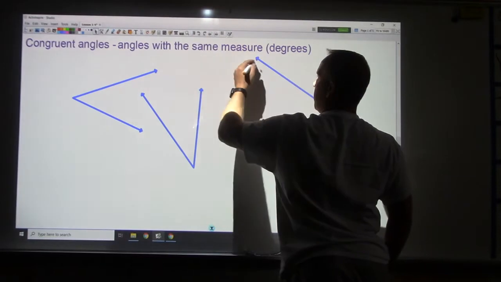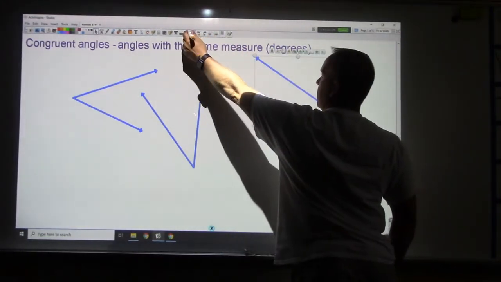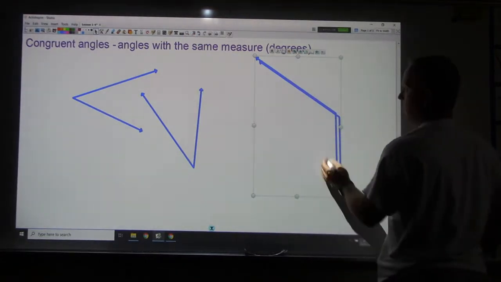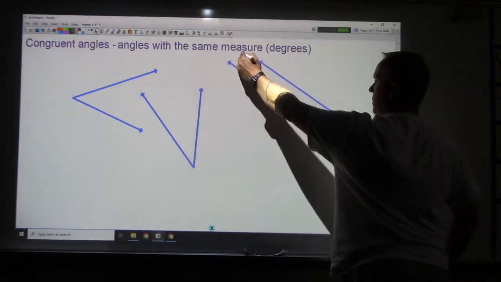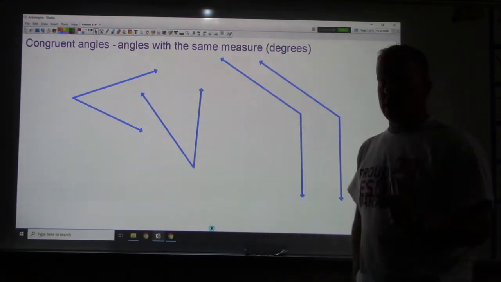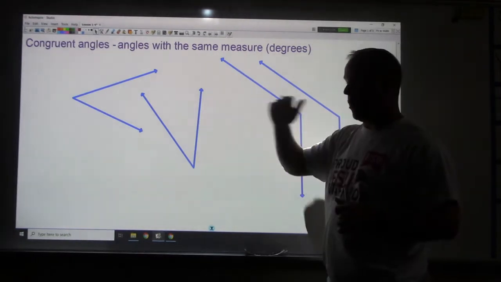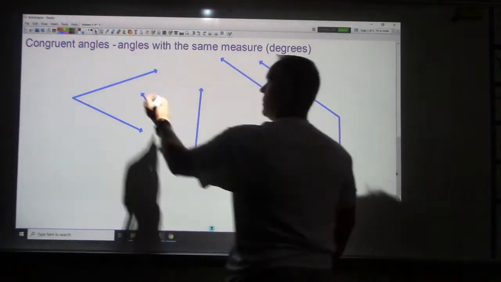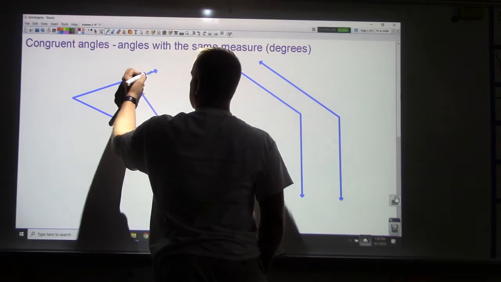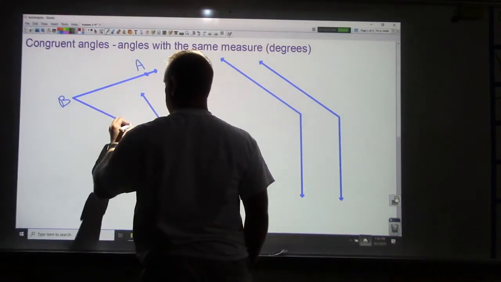If I do the same here, copy, paste. I don't have a whole lot of room to swing this one around though. I know that these two angles are the same. So now I have two pairs of congruent angles. These two angles are the same, these two angles are the same, but all four of them are not the same. Let's give them some quick letters here.